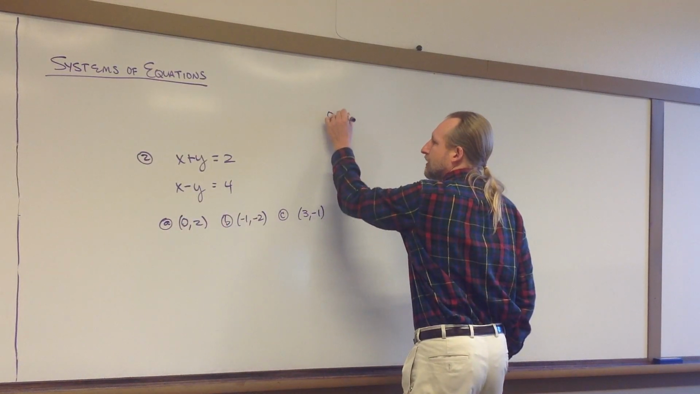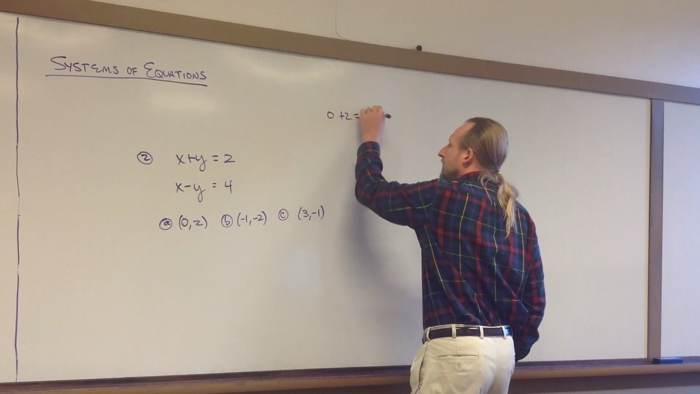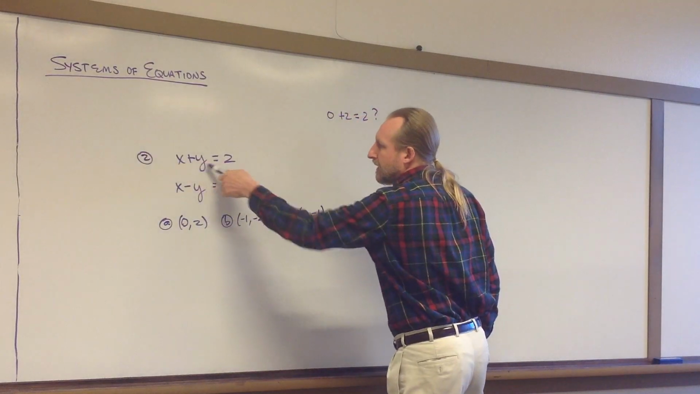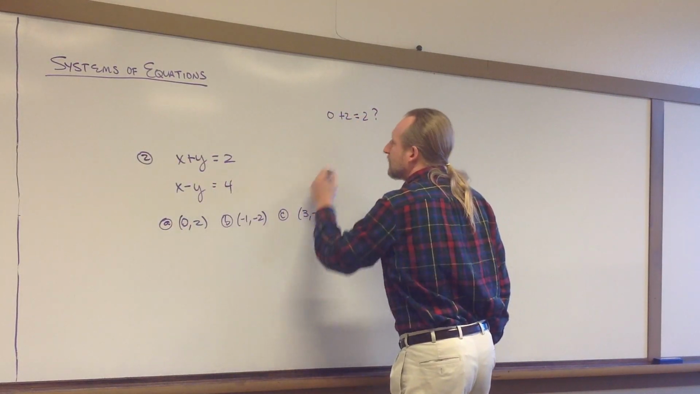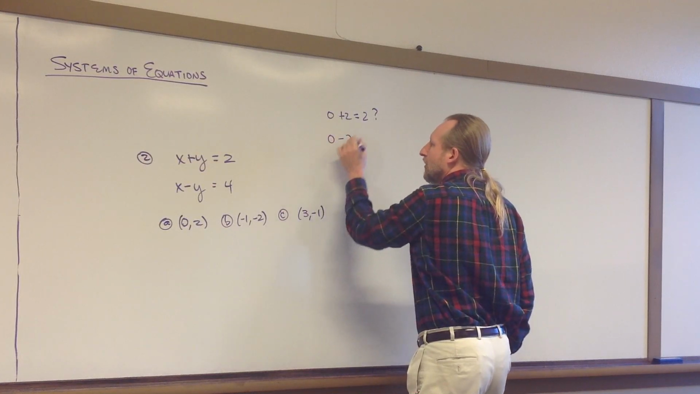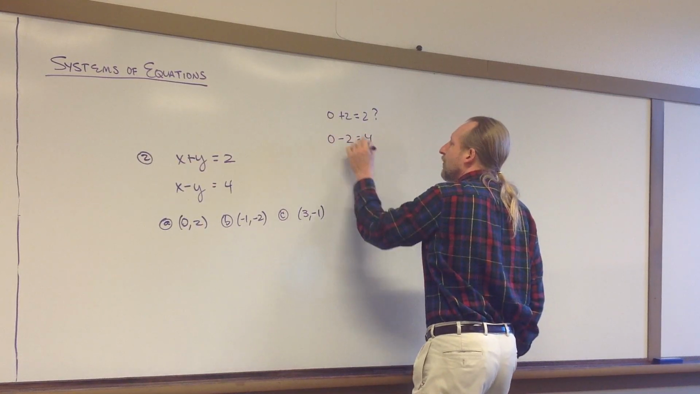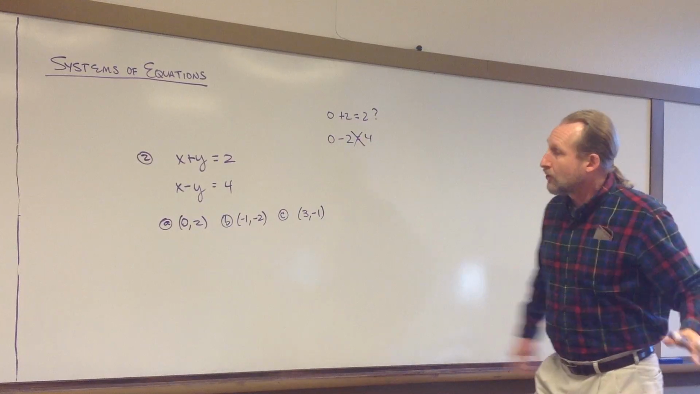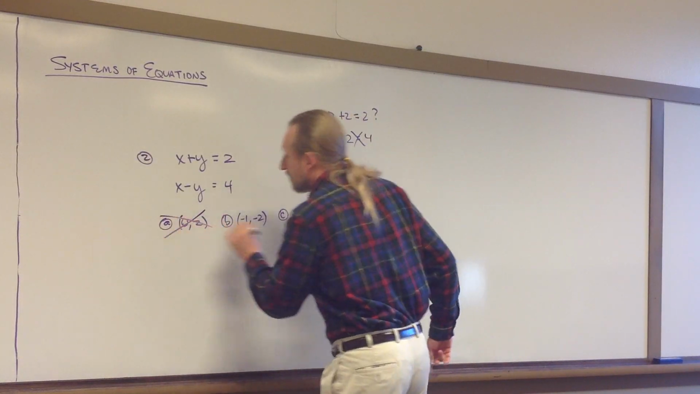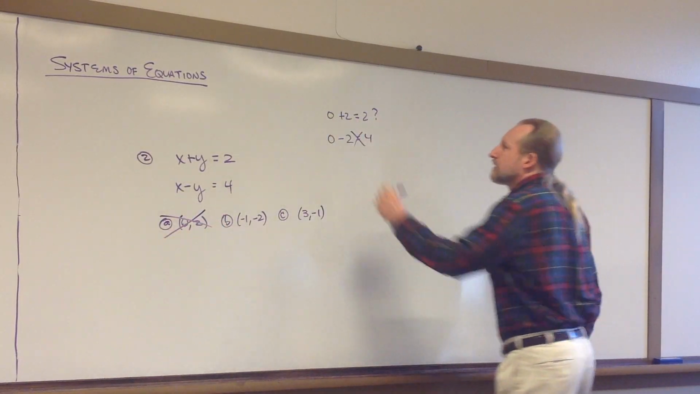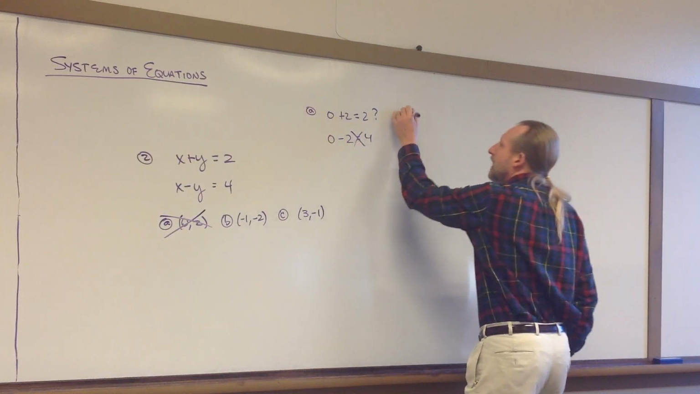If x is 0 and y is 2, does that equal 2? Yes, so I'm just plugging it into the first one. All right, how about the second one? If x is 0 and y is 2, does that equal 4? No. So this one's not a solution. Okay, so that's ordered pair A.